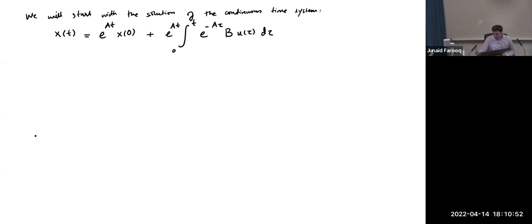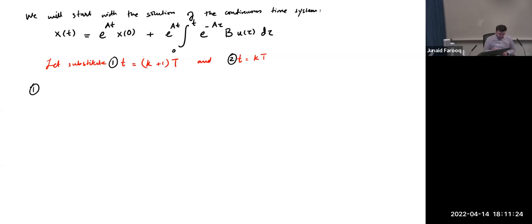So in this solution, let's substitute t equals (k plus 1) times capital T, and t equals kT. We'll substitute both of these. This is number 1, this is number 2.